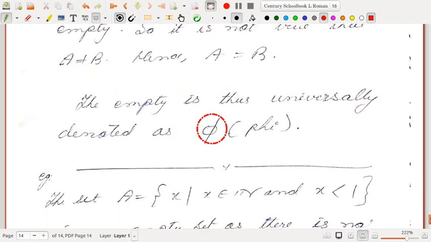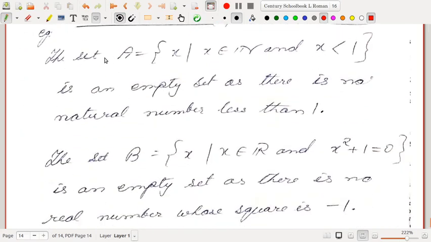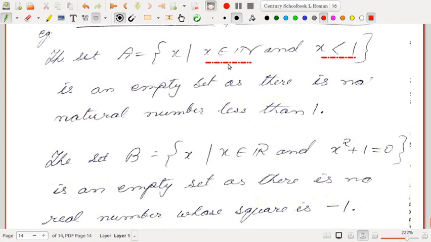So let's see some examples. The set A equal to the collection of all x such that x is a natural number and x is strictly less than 1. That is the set of all natural numbers strictly less than 1. It is an empty set, as there is no natural number less than 1. Natural numbers start from 1 only: 1, 2, 3, 4. So this set has to be an empty set.